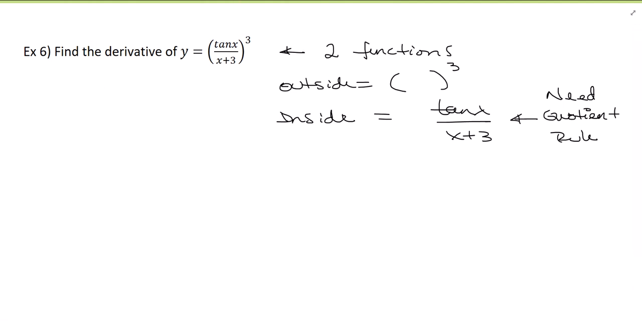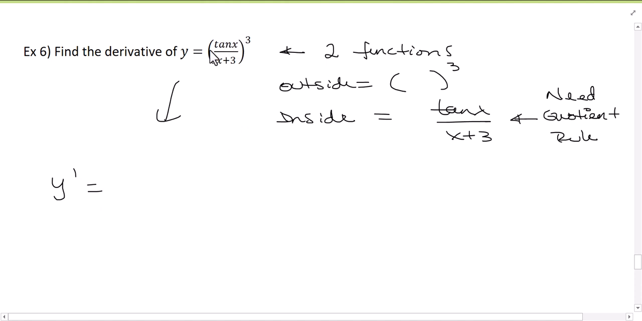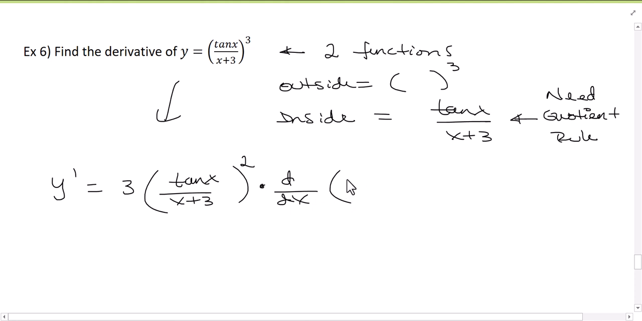So to find the derivative, I'm going to say y prime then is, I have to use the chain rule because I have a composition of functions, so it's the derivative of the outside. So the derivative of something cubed is 3, decrease the power by 1. The inside left alone, so I'm going to have tangent x over x plus 3 times the derivative of the inside. And then in this derivative, we need to use the quotient rule.